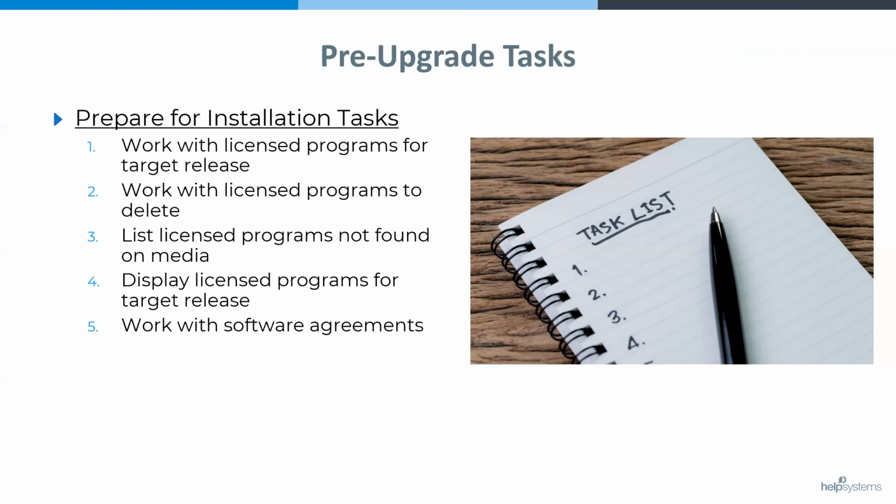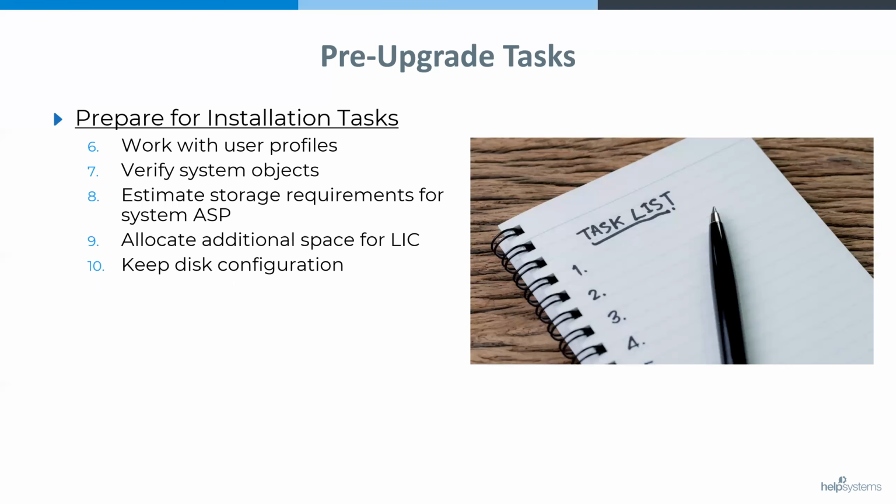Step 4, you have the ability to display the licensed programs. So we'll have the ability to add and replace. And step 4 will basically be a culmination of step 1. Step 5 is work with software agreements. Again, we need to accept those in order to do our upgrade. Step 6, work with user profiles.